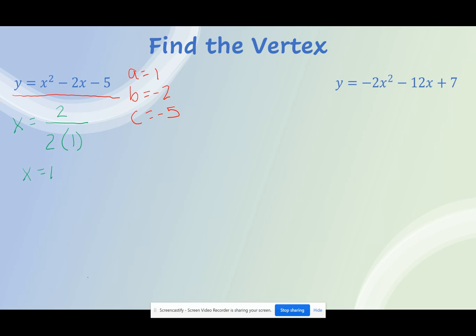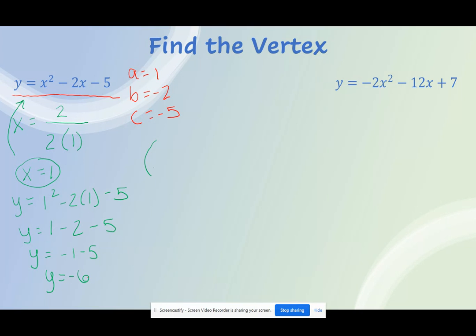Now to find the y value of your vertex, I'm going to plug this back into the original equation. So y equals 1 squared minus 2 times 1 minus 5. So we get 1 minus 2 minus 5. So we get that y equals negative 6. So your vertex becomes (1, negative 6).